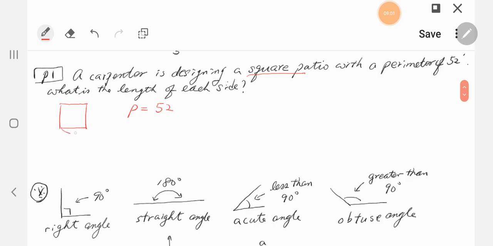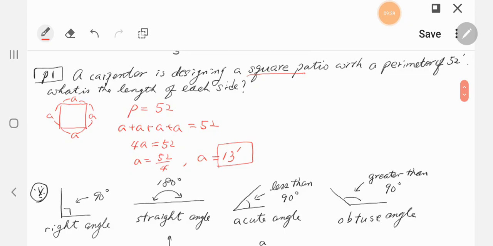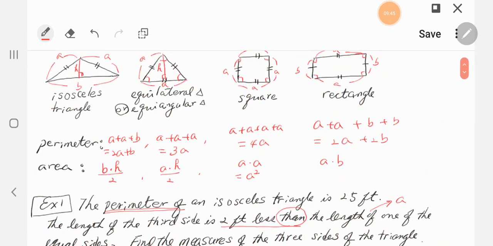So in this case, we don't know the size, so let's make a variable a. Then this is a, this side is also a. So perimeter is a plus a plus a plus a, which is equal to 52. So that is 4a equals 52. Then a is equal to 52 over 4. So finally a is equal to 13 feet. Okay, so each side length of the square is 13 feet. Pretty simple, pretty straightforward.